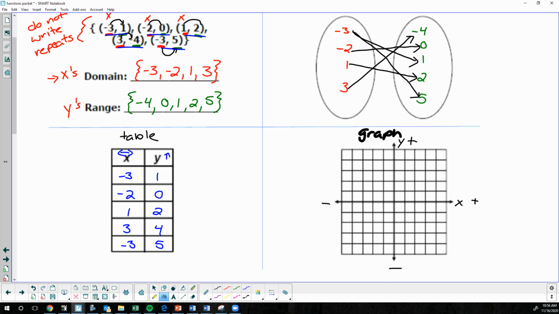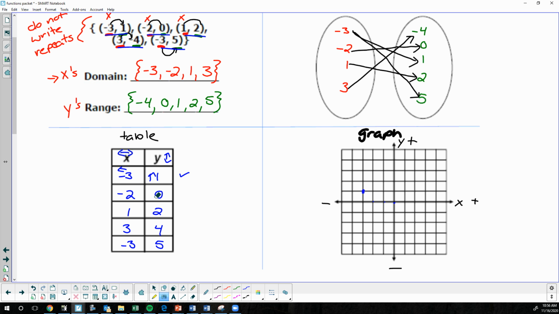My y is my up and down number. So this -3 means I go to the left 3 and up 1. When we're plotting points, we start here at our origin. We go 1, 2, 3 left, up 1. I just graph this point.